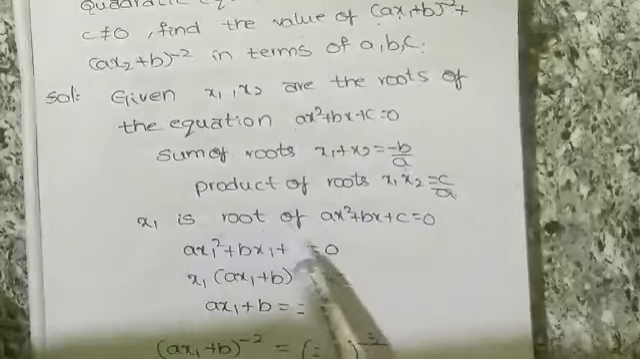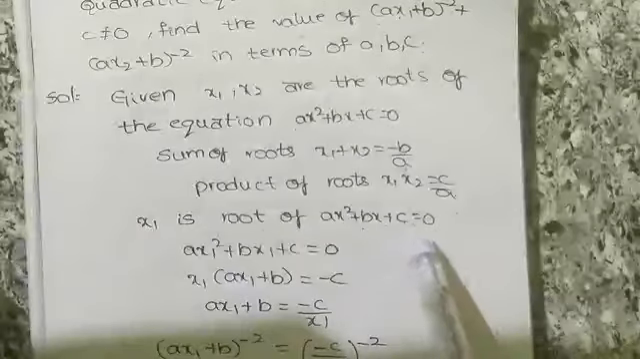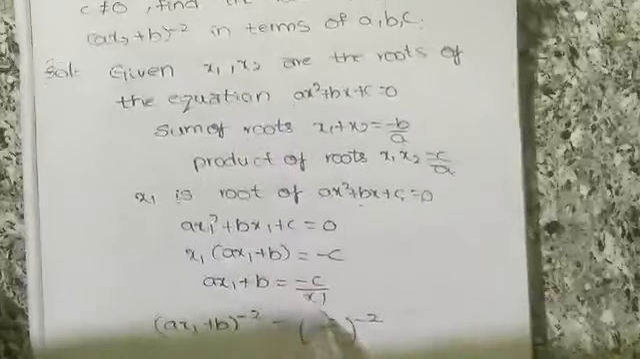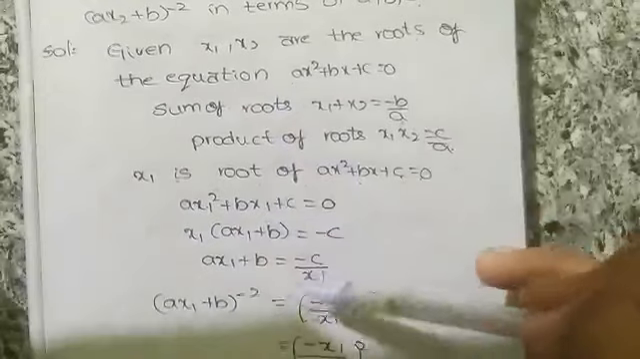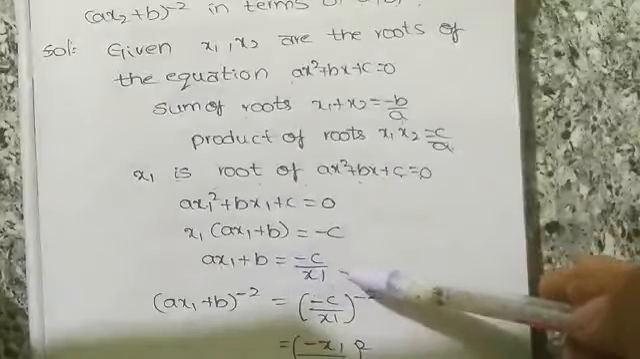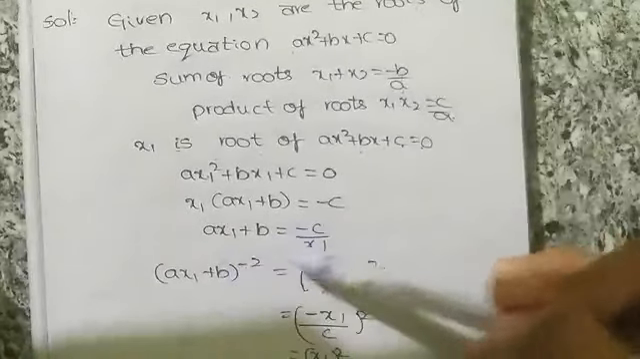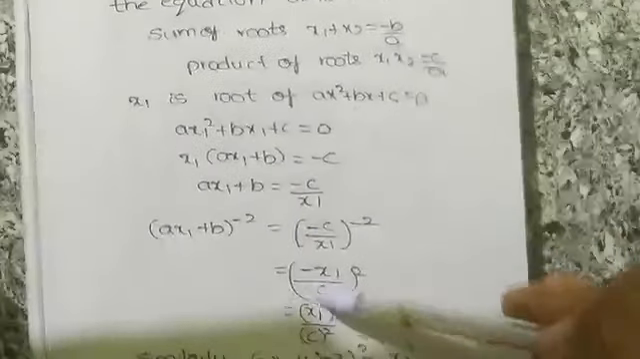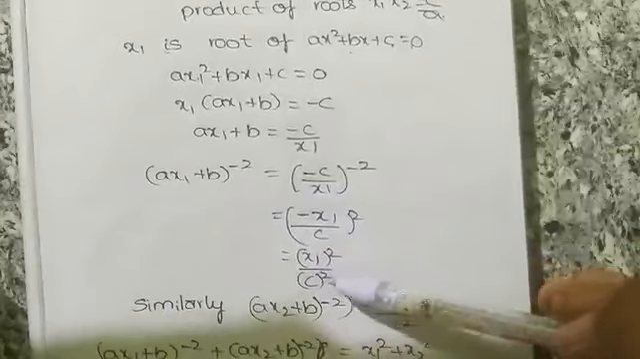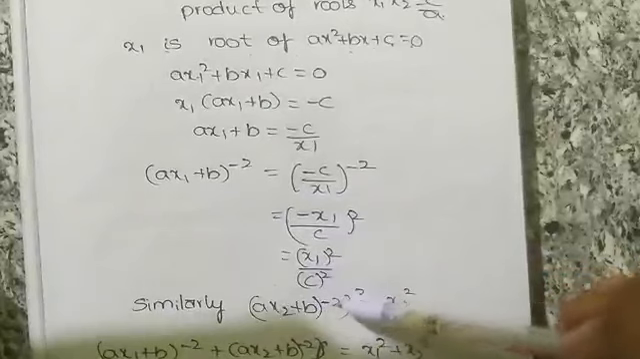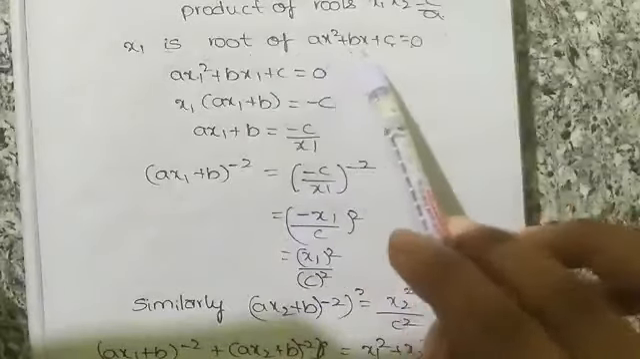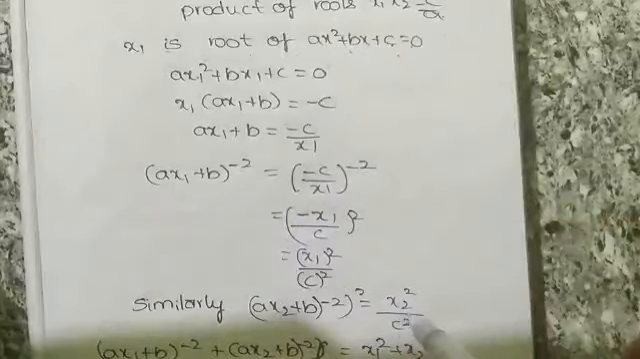Now, x1 is a root of ax square plus bx plus c is equal to 0. They are already given. So, substitute x1 in this equation. So, we will get ax1 plus b is equal to minus c by x1. Now, substitute these values. So, we will get (ax1 plus b) whole power minus 2 is x1 square by c square. Similarly, for (ax2 plus b) power minus 2, by substituting the x2 value in ax square plus bx plus c is equal to 0, we will get this one.